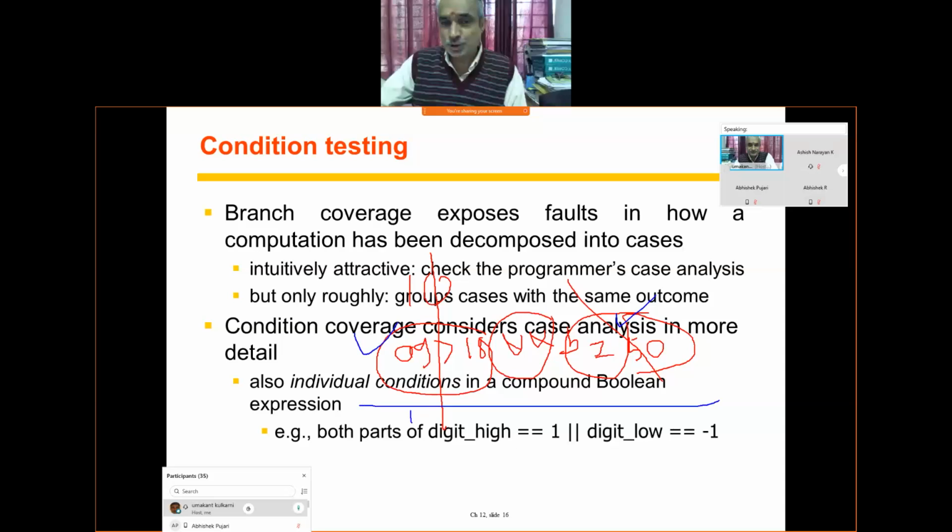If this is true, then statement S1 is executed, else another set of statements in the flower brackets. This entire thing is one decision. A decision is made up of several conditions. Got it? I need to have a test case so that this condition is also taken care of, and this condition is also taken care of.